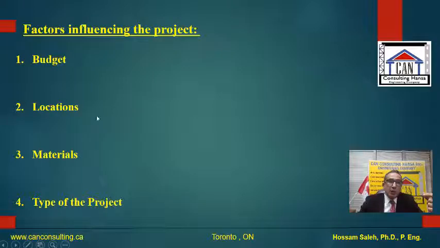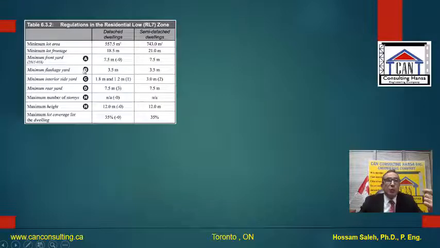Now, the location of the building: as I mentioned, there are some restrictions for the buildable area, and also the height of the project itself, the use of this area, and so on. If you look at this table here, it's from one of the areas here in Ontario, and it gives you the minimum area which you can have if you have a land for a detached dwelling, which is 557.5 square meters.